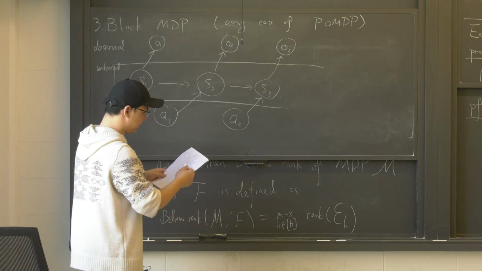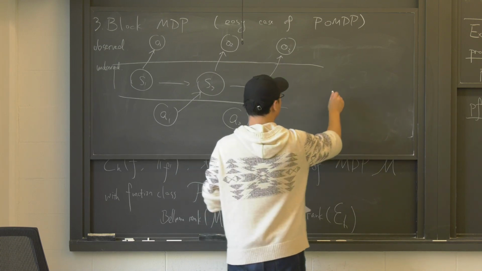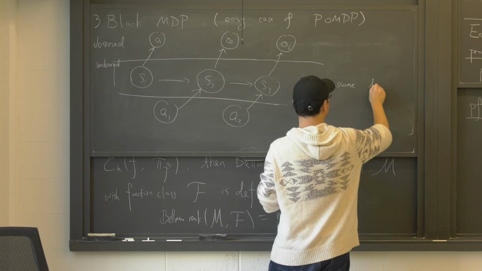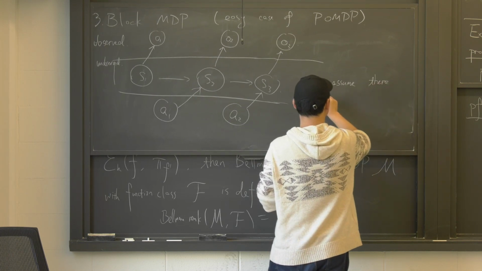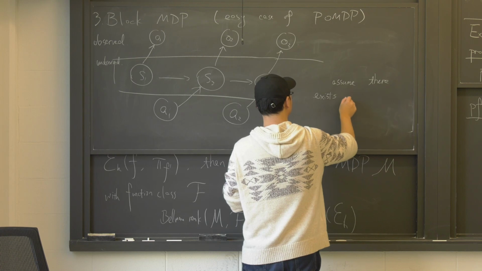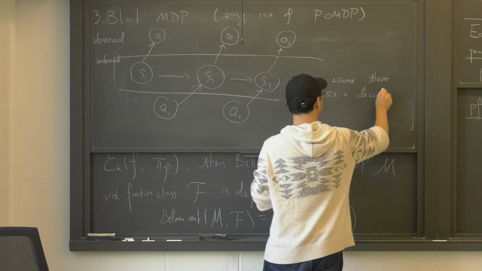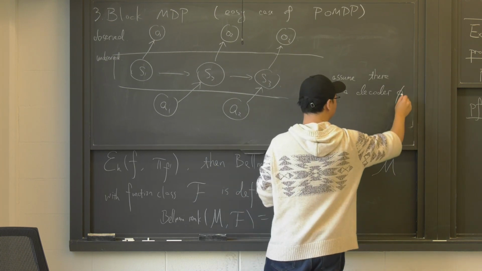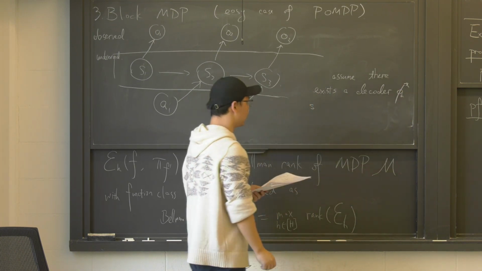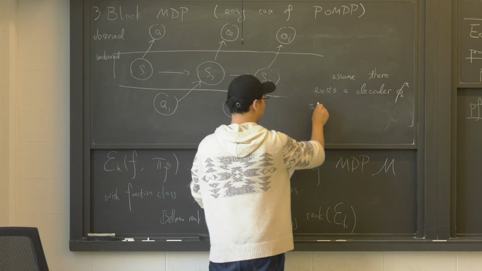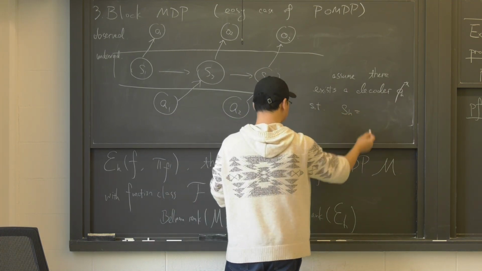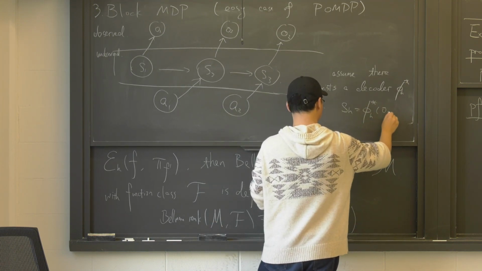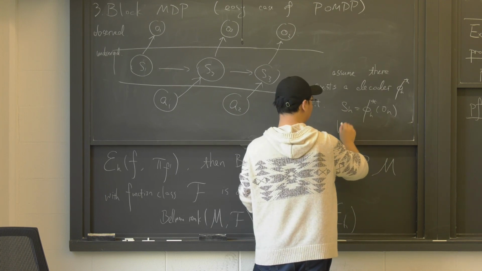What is special about block MDP is that it assumes there exists a decoder, which we call phi star h. We have one decoder at every step, so that the underlying states can be decoded as a function of the observation at each step, for every h.